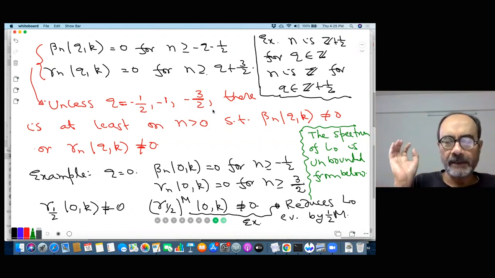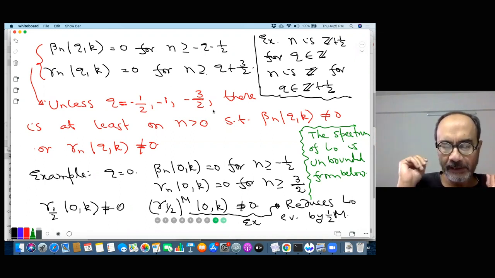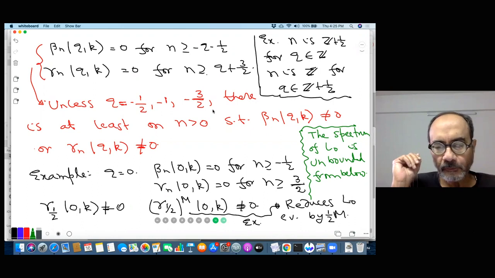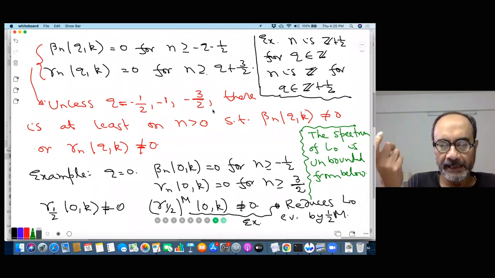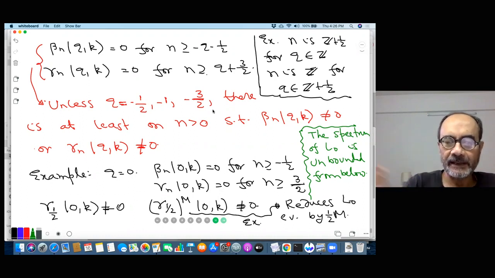Q equal to minus one is the best case because there are only the positive modes, only the negative modes give non-zero result. For Q equal to minus three half, there is still some issue in the sense that there is a zero mode, which doesn't annihilate, either a beta zero mode or a gamma zero mode. So while you cannot reduce the L0 eigenvalue, at the same L0 eigenvalue, you can create an infinite number of states. So it's a less serious problem, but it's still a problem.